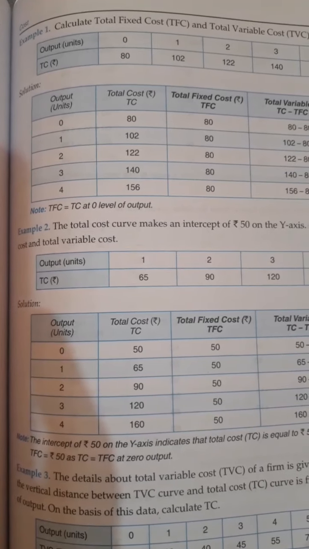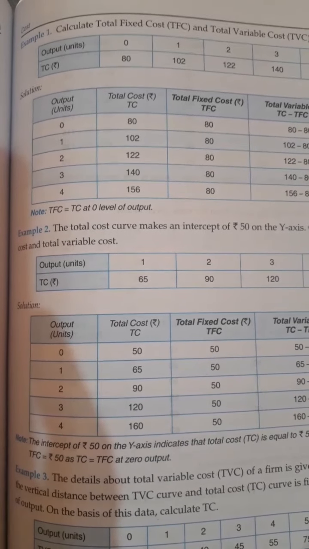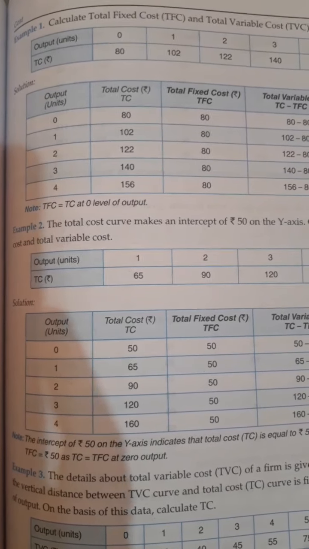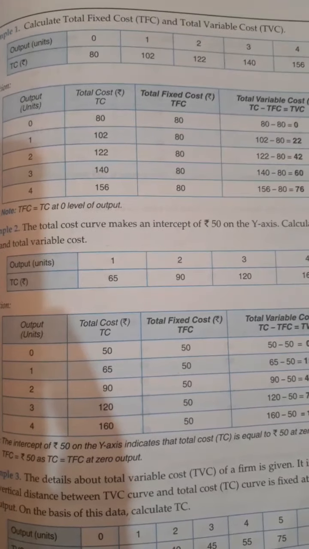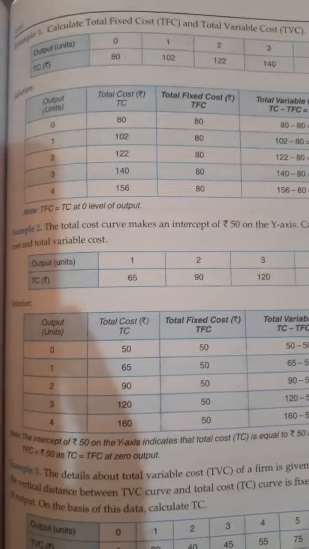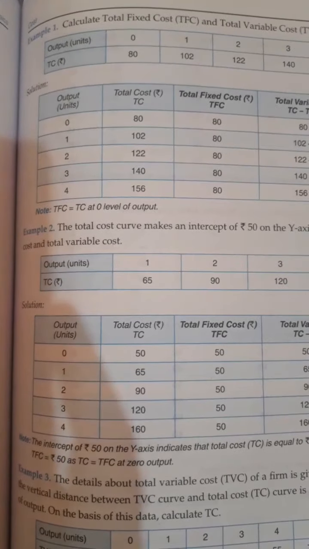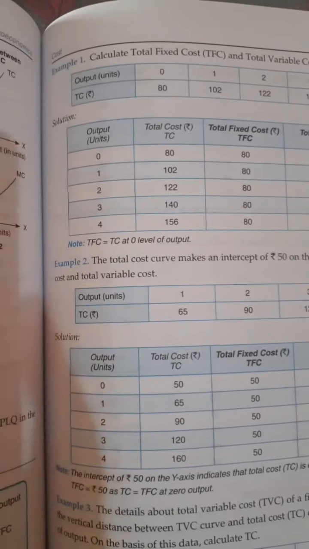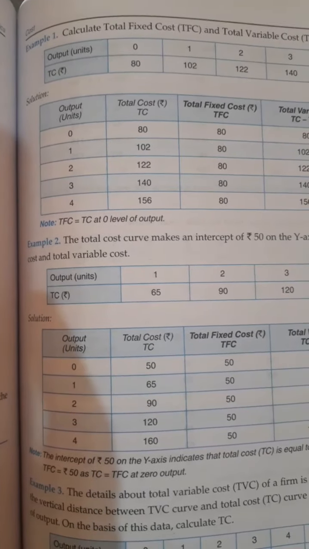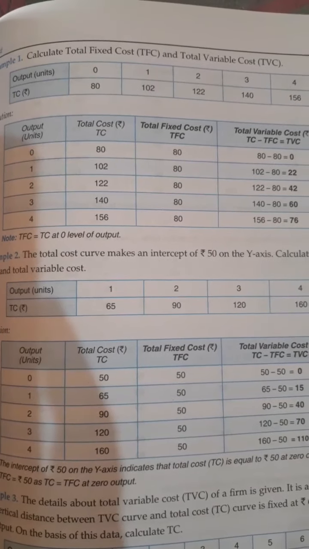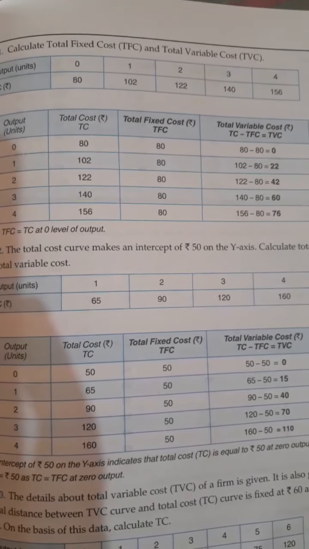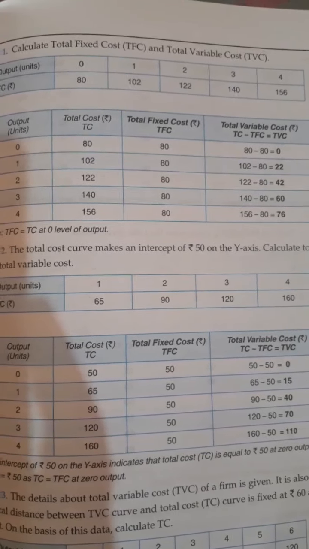Now second question. The total cost, it means TC, makes an intercept of rupees 50 on the y-axis. Calculate TFC and TVC. So you can see that output is 1, 2, 3, 4, and TC is 65, 90, 120 and 160.